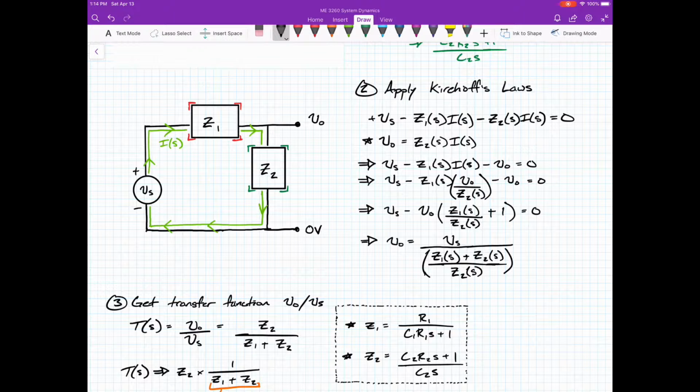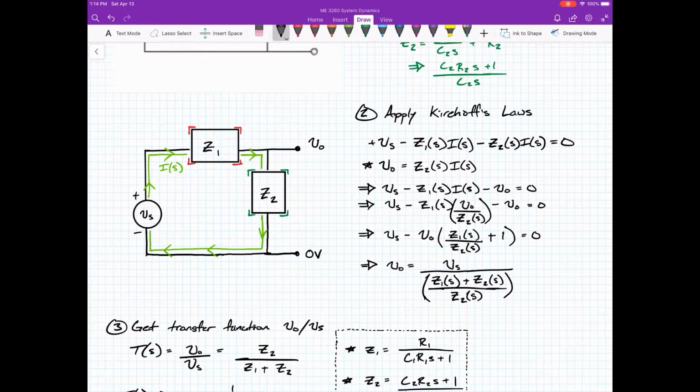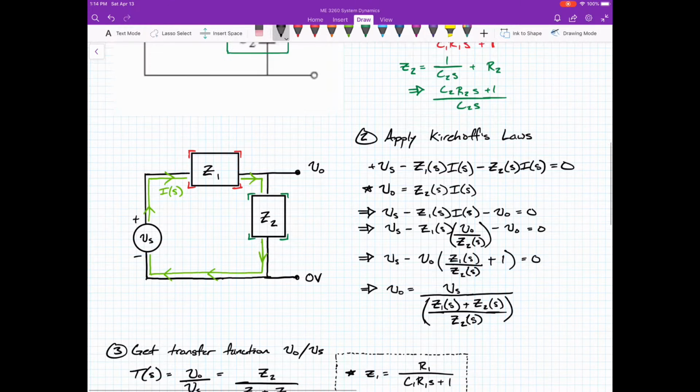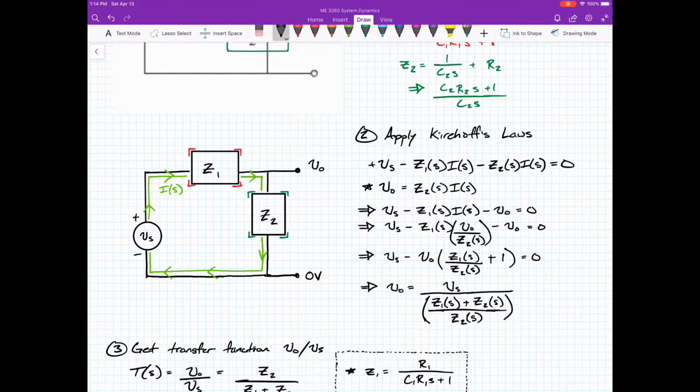Second, we're going to apply Kirchhoff's laws. So we've got the summation of voltages equaling 0 as we travel around this loop, and we've gone ahead and replaced the components with their equivalent impedances, Z1 and Z2. And we've made a note right here that it's important to recognize that the output voltage of V0 is equal to the second impedance Z2 times the current.